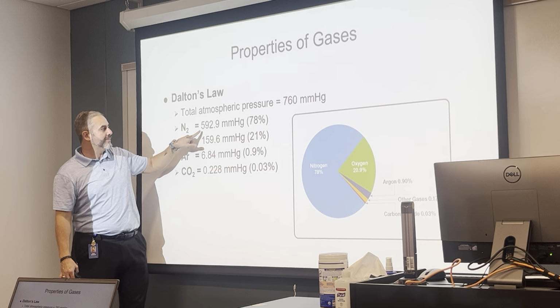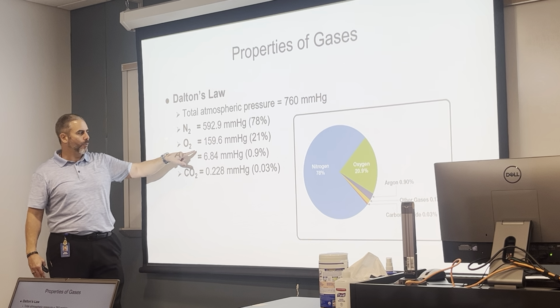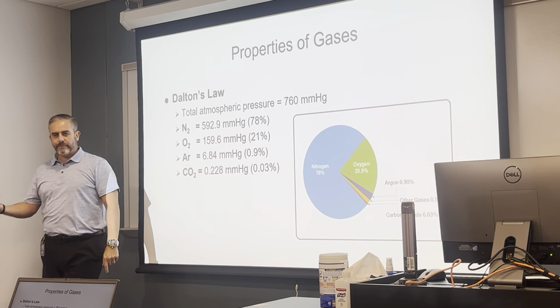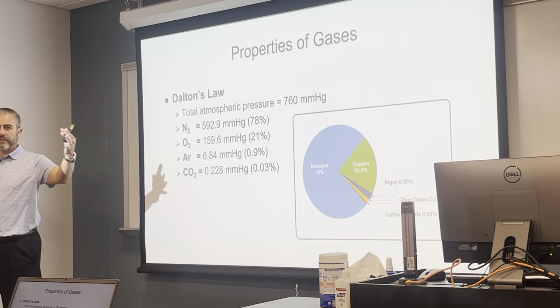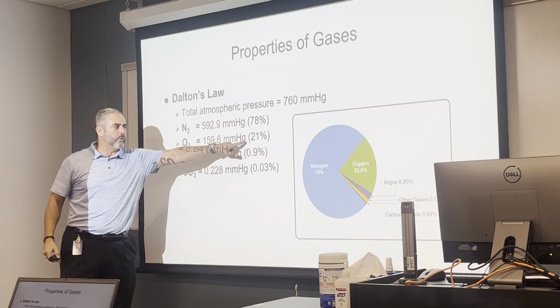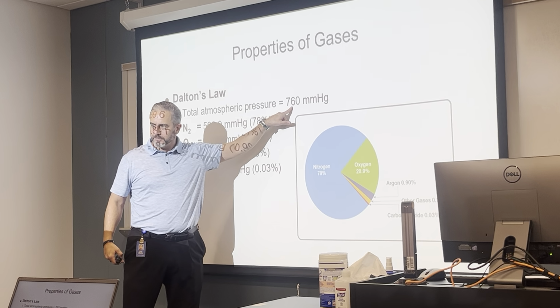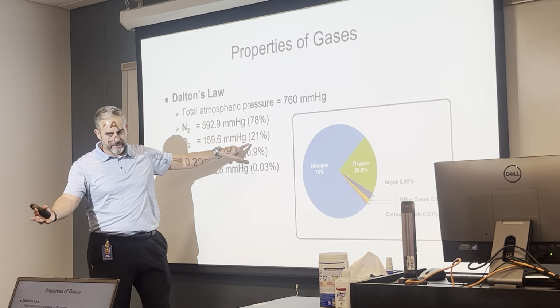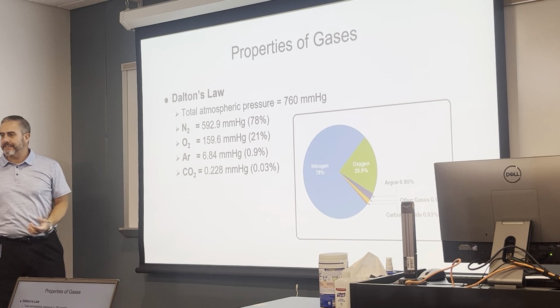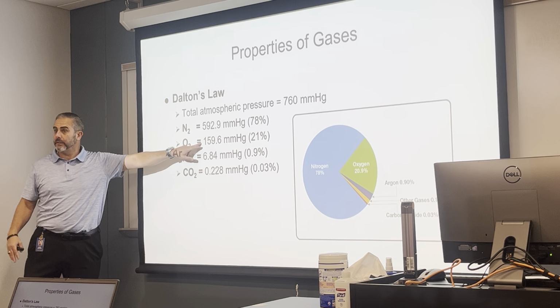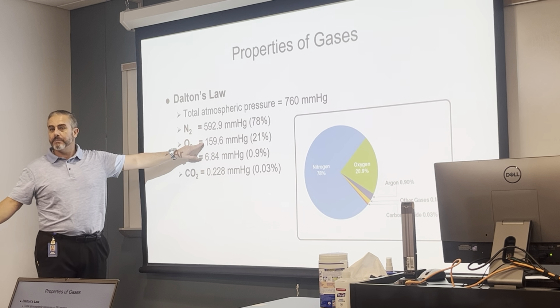So when you see some of these numbers, 592.3 or 159.6, that's the amount of nitrogen, that's the amount of oxygen. Where did that number come from? Remember when we said what we're breathing in right now in the room is 21% oxygen? Well, it's 21% of what? The total. If I did my math right, and you can always double check me, 21% of 760 should equal 159.6. We can round it up and call that 160 millimeters of mercury.